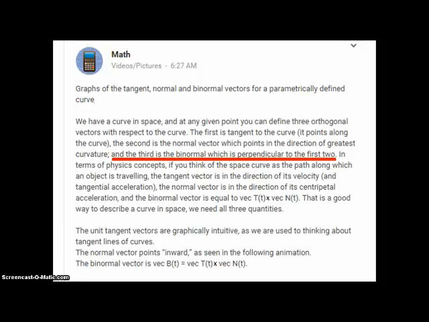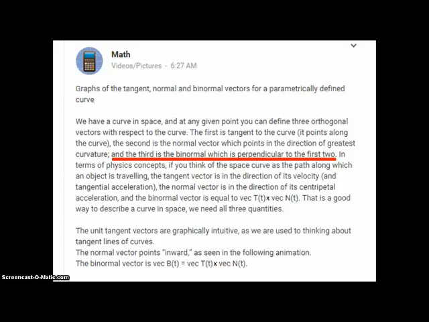In terms of physics concepts, if you think of the space curve as the path along which an object is traveling, the tangent vector is in the direction of its velocity and tangential acceleration, and the normal vector is in the direction of its centripetal acceleration. The binormal vector then is equal to vector T cross vector N.